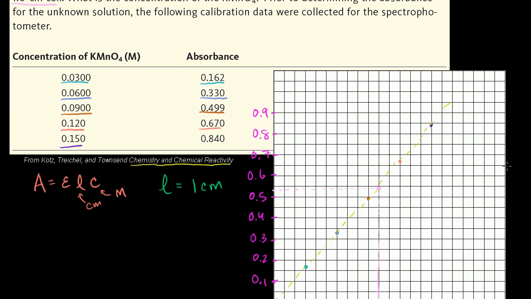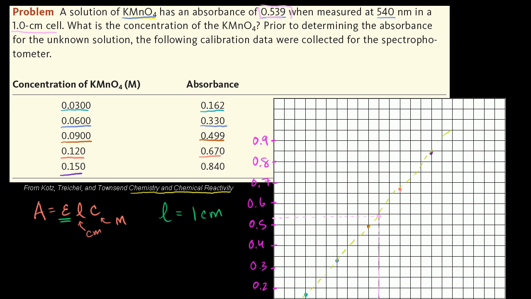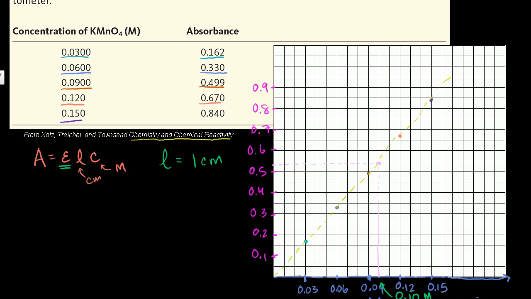So let's see if we can figure out this constant for potassium permanganate, probably at standard temperature and pressure, for this frequency of light, which they told us up here. They told us it was 540 nanometers. So if we just take the first data point, the absorbance was 0.162. That's going to be equal to this constant of proportionality times 1 centimeter, that's how wide the vial was, times, now what is the concentration?